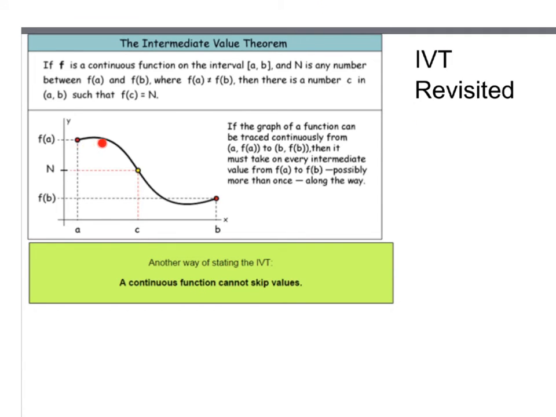It's saying that if it's continuous, then there is some value. So a continuous function cannot skip values. And if you read this, which I hope you did, it said it could do that possibly more than once, right? Because who knows what it's doing between a and b. It could go up and down, cross it 3 or 4 times.